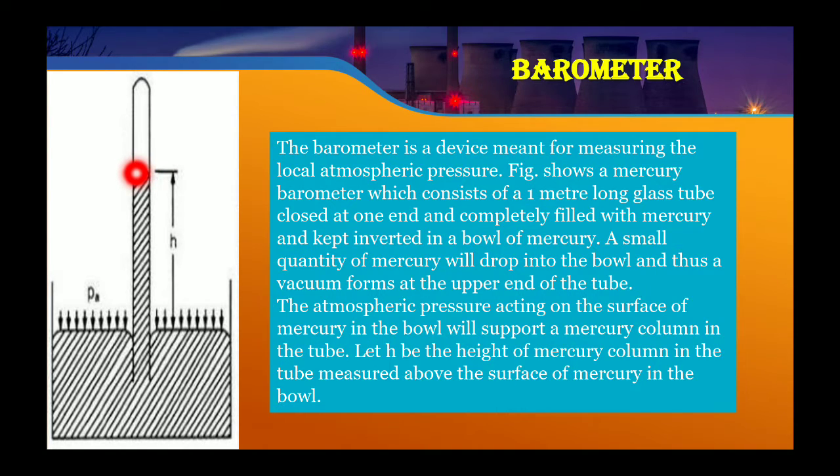The atmospheric pressure acting on the surface of the mercury in the bowl will support a mercury column in the tube. So this is the mercury column. Now let H be the height of the mercury column in the tube measured above the surface of mercury in the bowl. So that is the construction and working principle of the barometer.